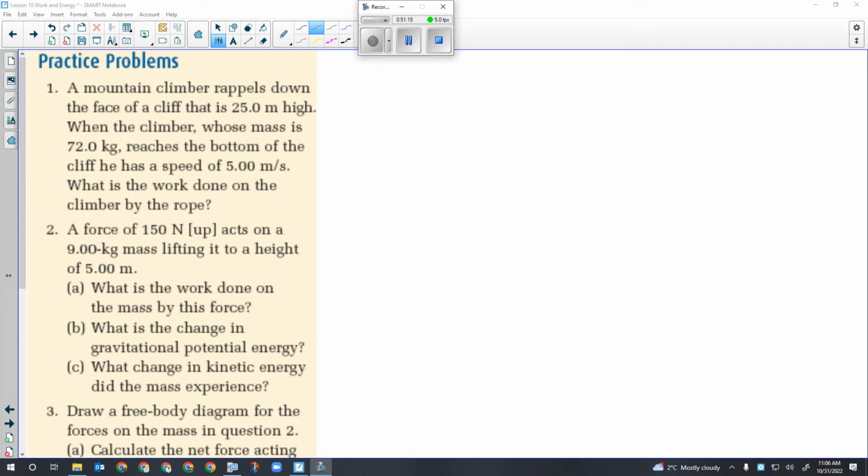That's what you've got to figure out. Work's being done. You're changing energy. You don't have the same amount of energy at the top as you have at the bottom. It's the work energy theorem. See if you can figure it out from there. And number 2, similar, but this one has to do with that idea that a net force causes a change in velocity or a change in kinetic energy, but this thing's also being lifted.